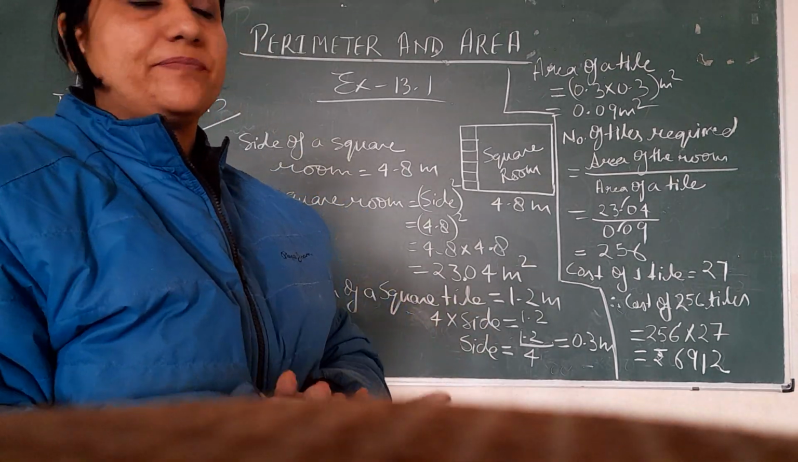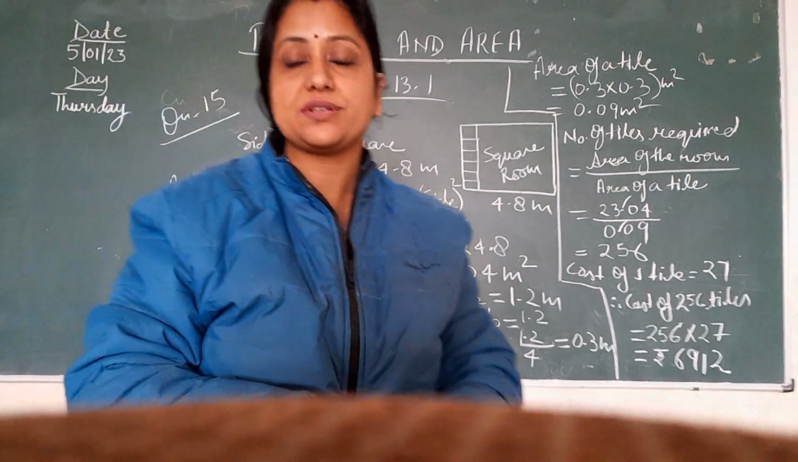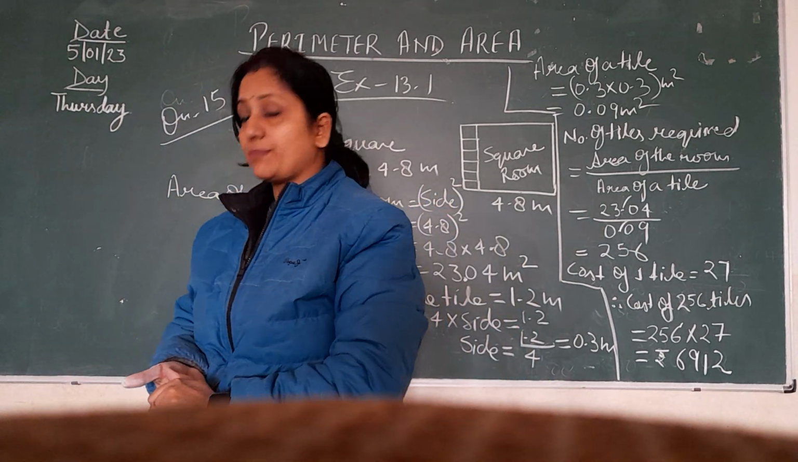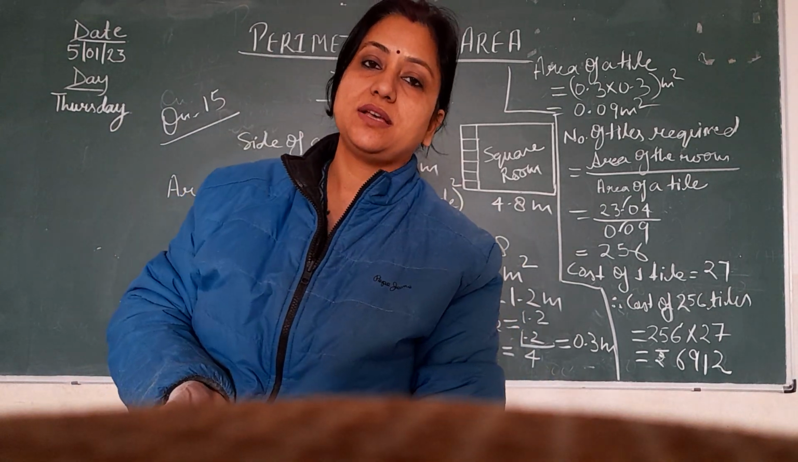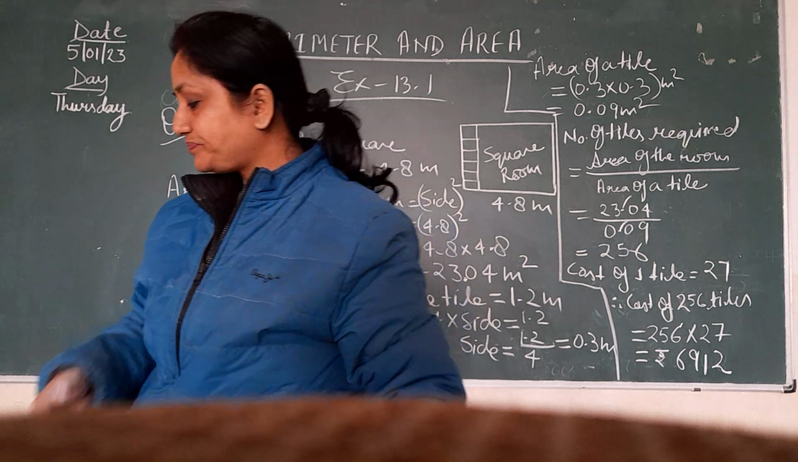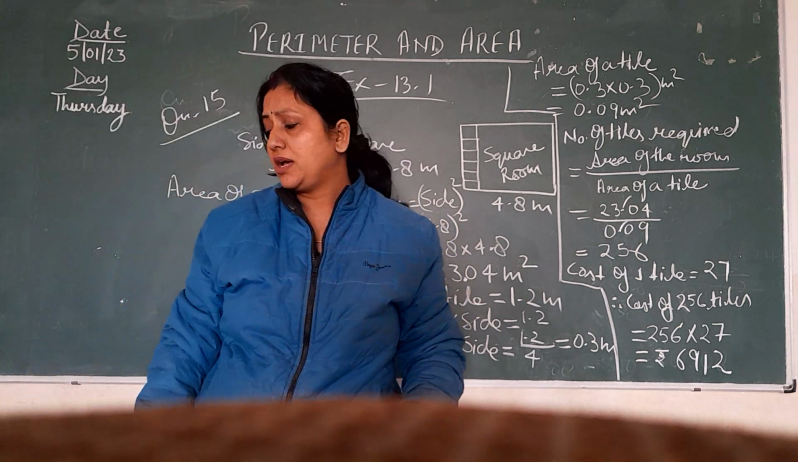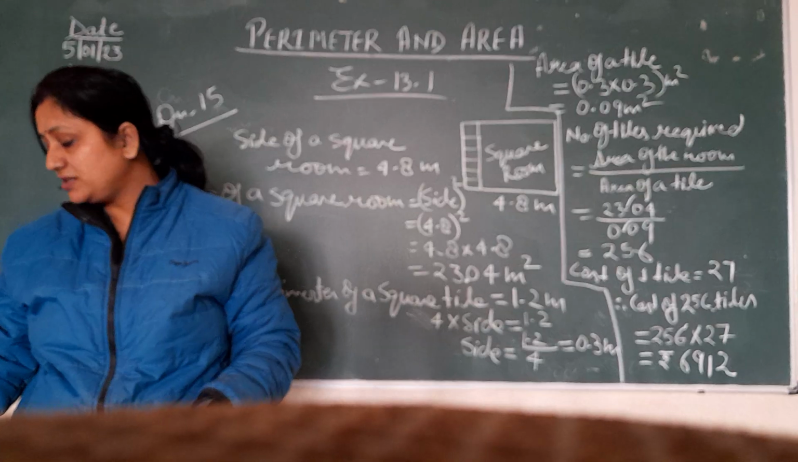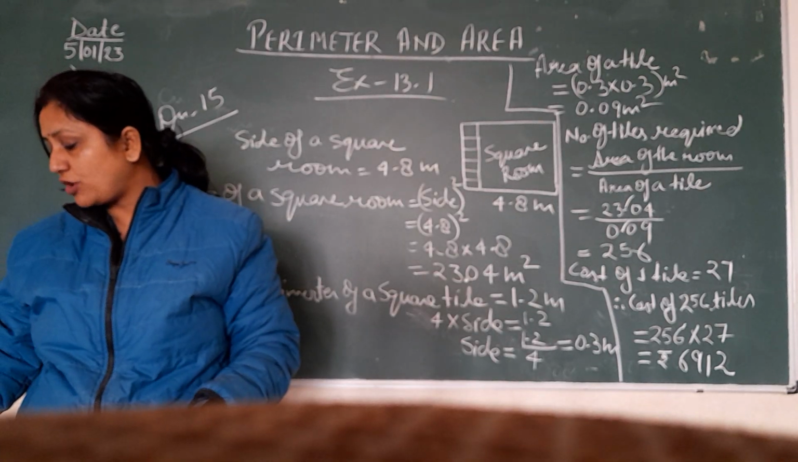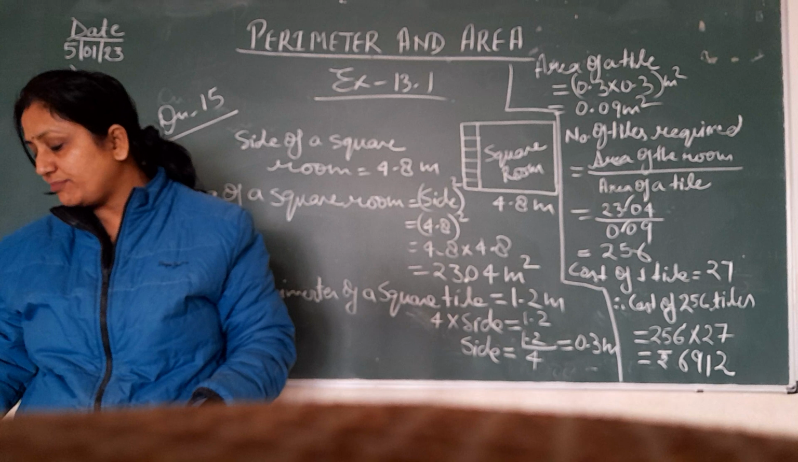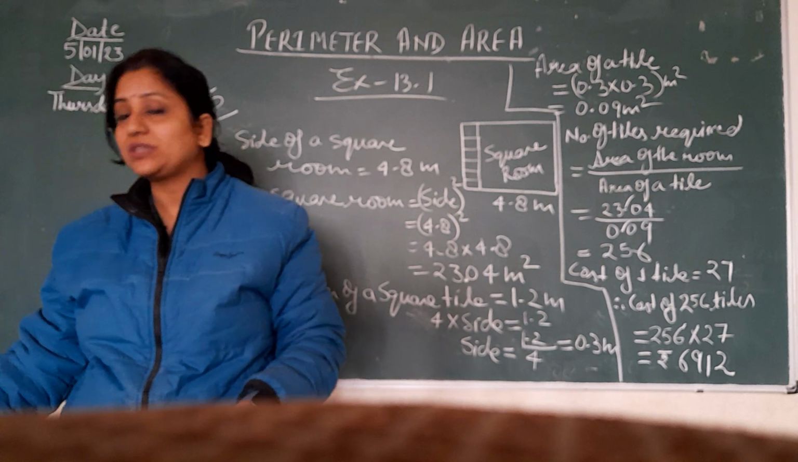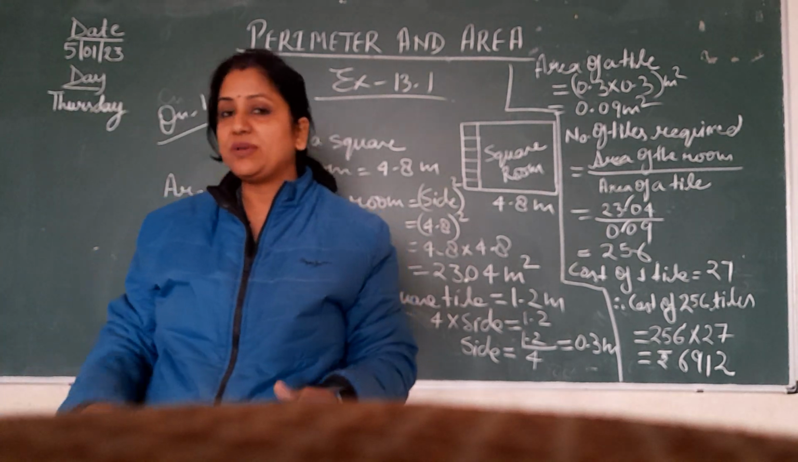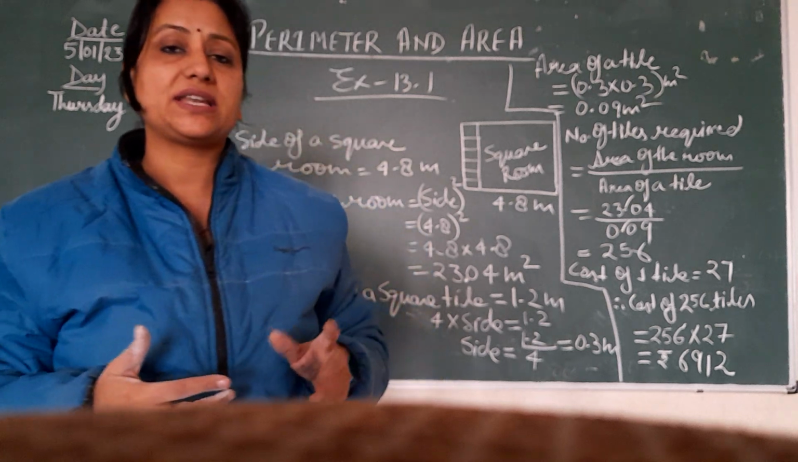Now I am going to discuss the next question, question number 16 of the same exercise 13.1. The question is, a rectangular plot of land is 50 meter wide. The cost of fencing the plot at the rate of rupees 18 per meter is rupees 4,680. It means what values are given in this question.